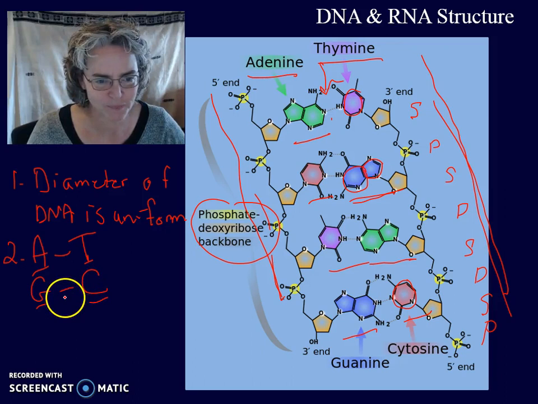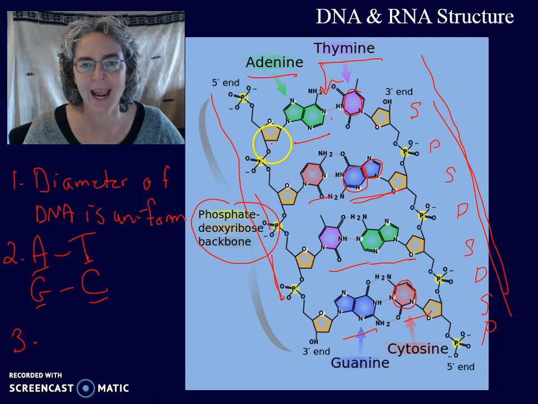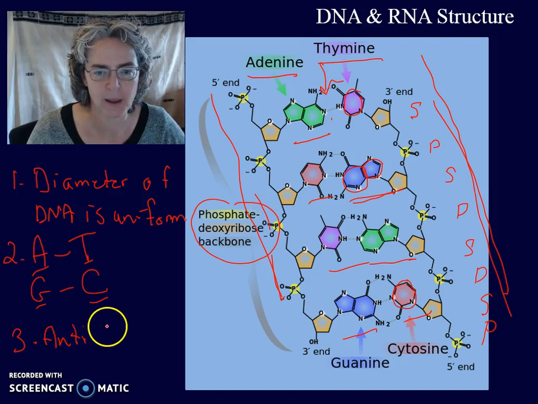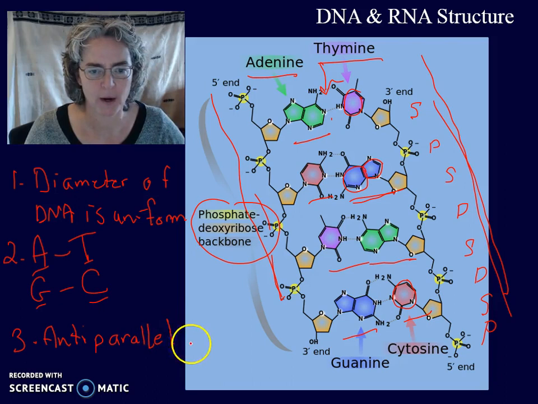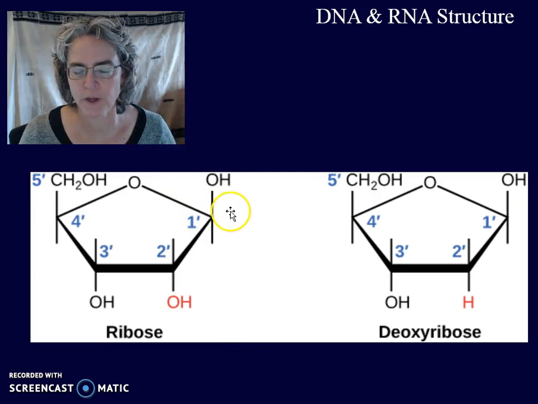Okay. The other thing that we want to take a look at, the third characteristic, is that the two strands are anti-parallel. Let's take a look at our sugars, and that will help us figure out what anti-parallel means.